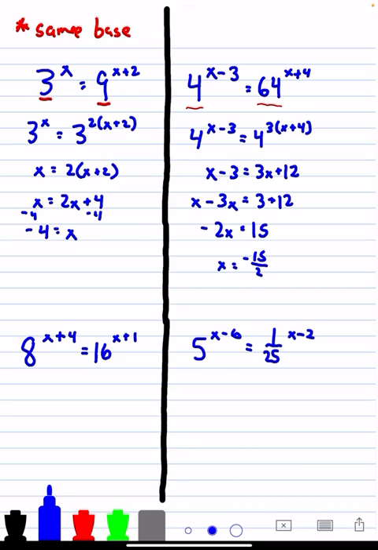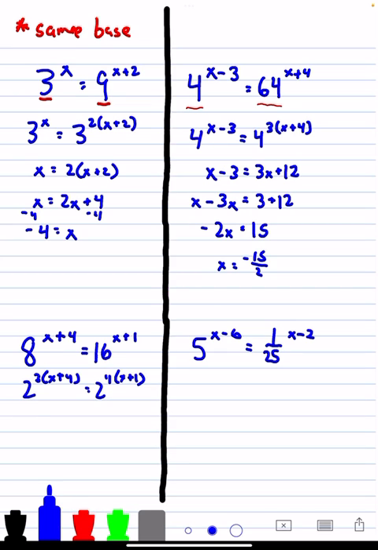Now let's look down. We have 8 to the x plus 4 is 16 to the x plus 1. Now, can we write the same base here? Yes. But 16 cannot be written with a base of 8. 8 to the first power is 8. 8 to the second power is 64. So we have to find another base. What's the common base that we will use? Let's write 8 as 2 to the third power. And let's write 16 as 2 to the fourth power. Okay?